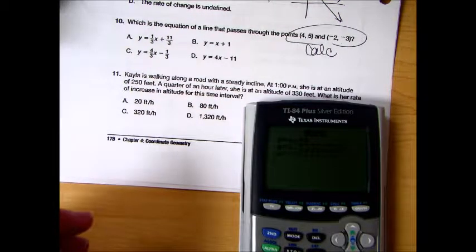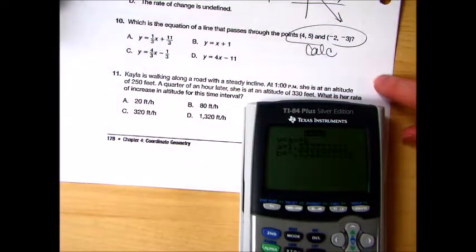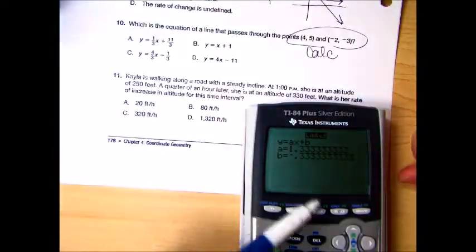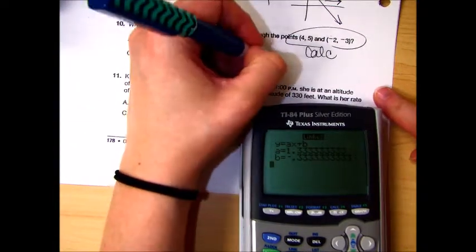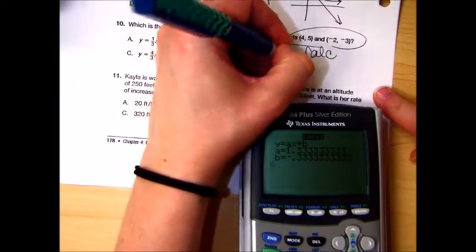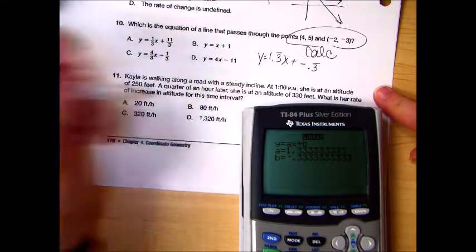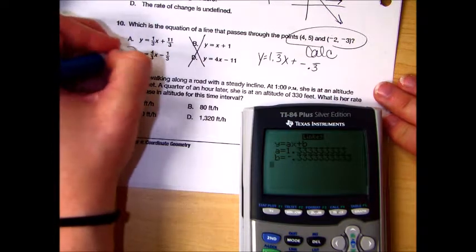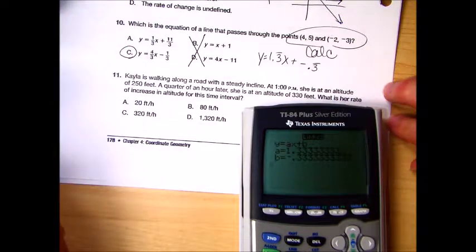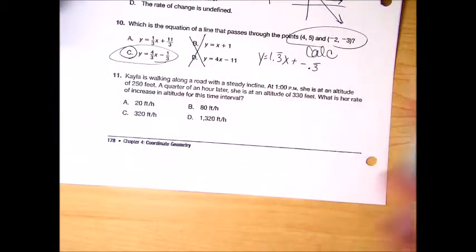I'm sorry, the video froze somewhere, but I put my stuff in my Stat button. And this is the value I got for my slopes and stuff. So I'm going to have y equals 1.3 repeating x plus negative 0.3 repeating. Definitely B and D are out. Well, 1.3, that's going to be 4/3. Minus 0.3, that's 1/3. So you just have to change these to decimals if you're not sure.